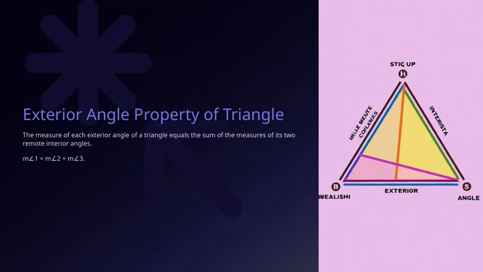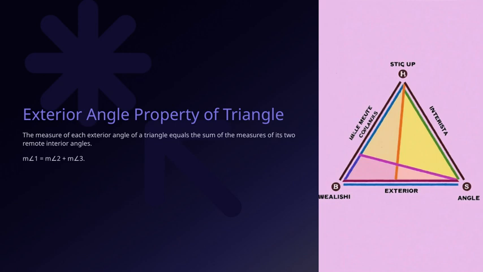Now, let's take a look at the exterior angle property of a triangle. This is a really useful concept that helps us understand the relationship between exterior angles and the interior angles of a triangle. Essentially, the measure of each exterior angle, like angle 1 here, is equal to the sum of the measures of the two remote interior angles, which are angles 2 and 3. So in simple terms, M1 equals M2 plus M3.